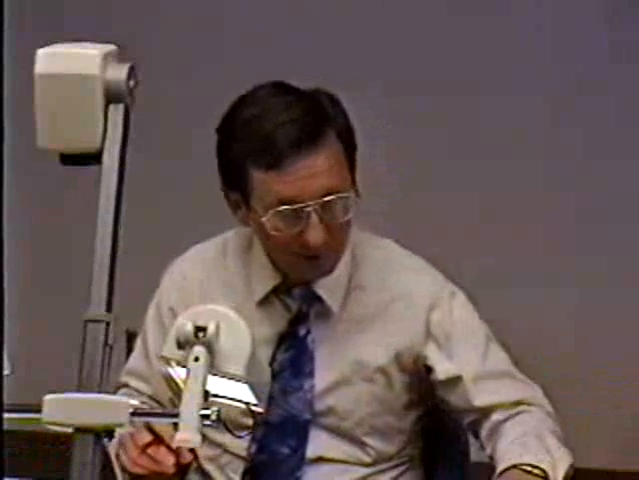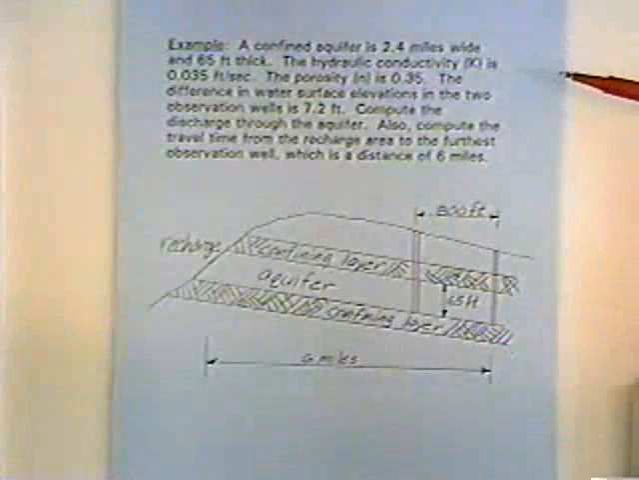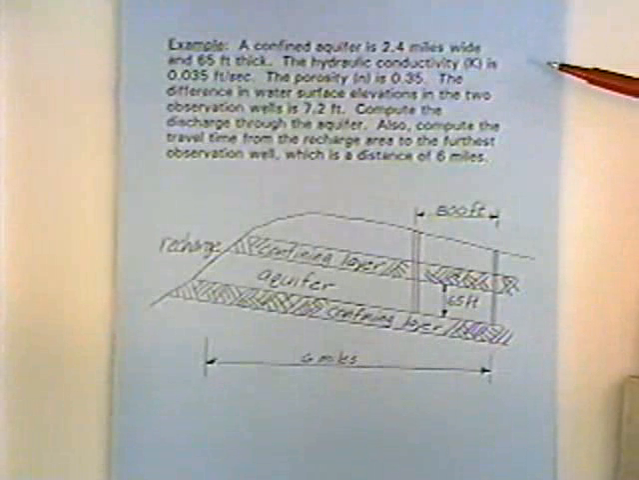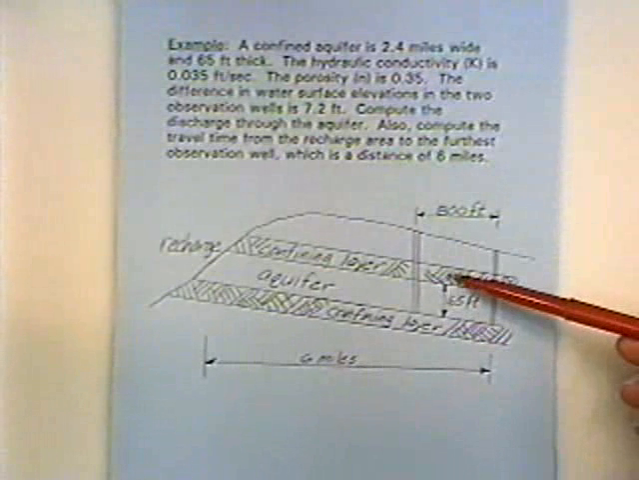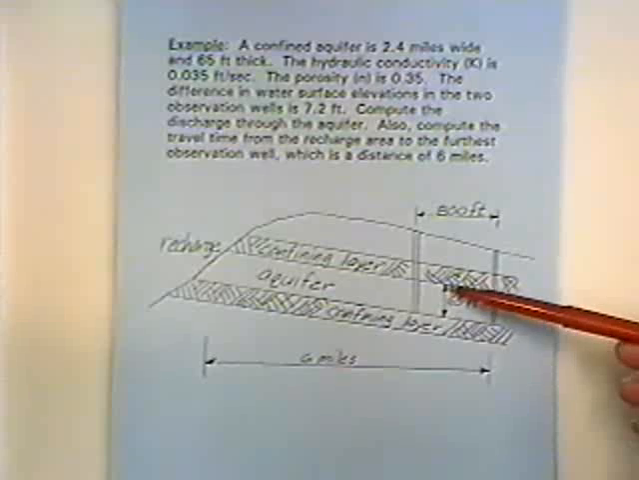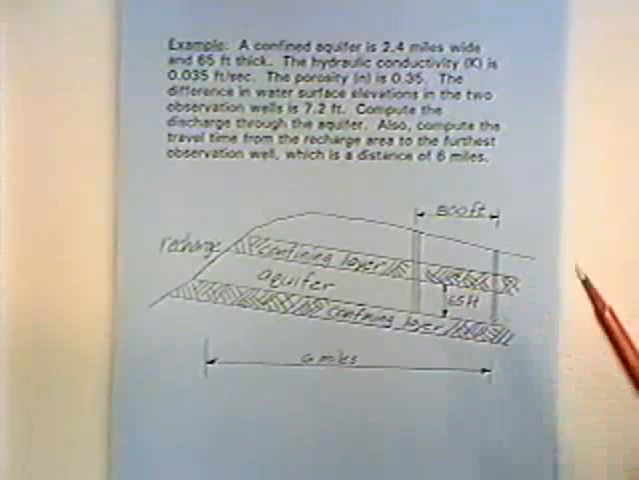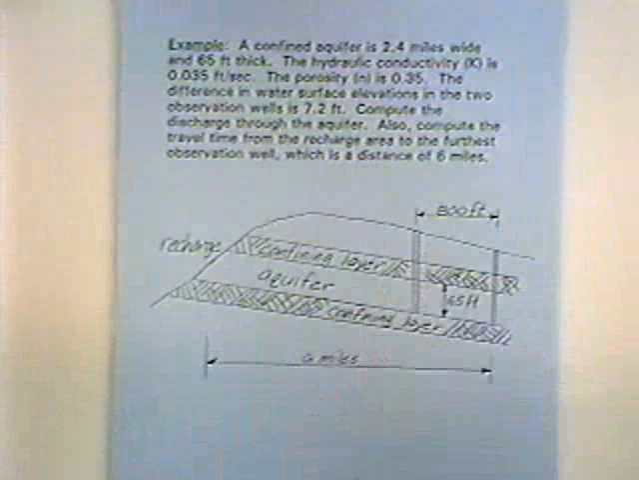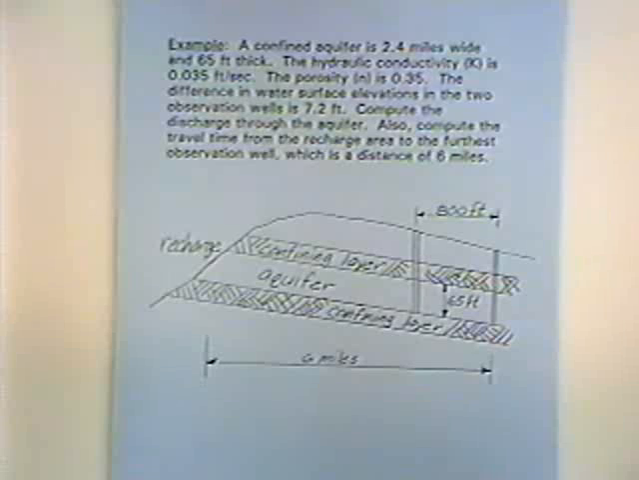And here's a second example of the same basic law, Darcy's law, a second set of numbers to plug into Darcy's law in a little different context. We've got a confined aquifer, and it's 2.4 miles wide and 65 feet thick. So vertically, there's a confining layer on top, a confining layer on bottom, and so that vertical distance is 65 feet, and then going into the paper, it goes 2.4 miles into the paper. And so we approximated the vertical and the horizontal width through which the water is flowing.